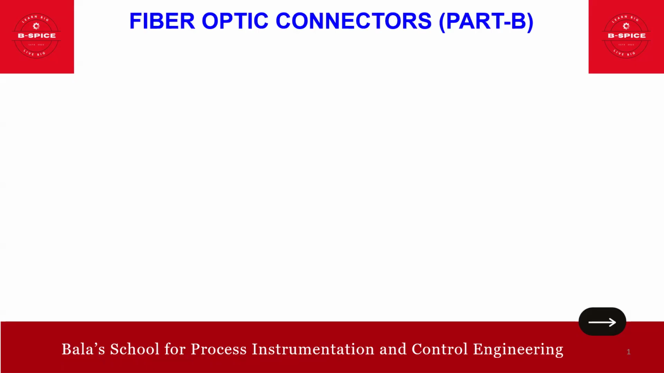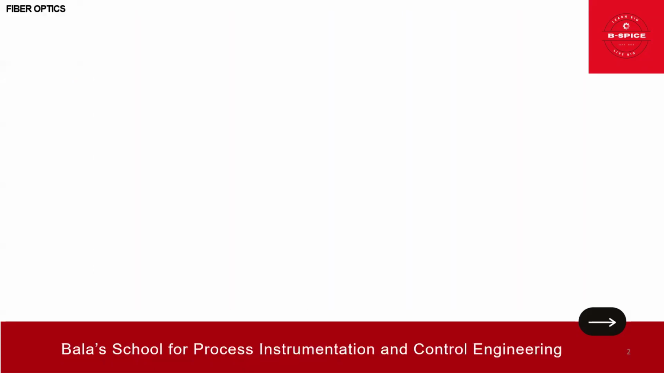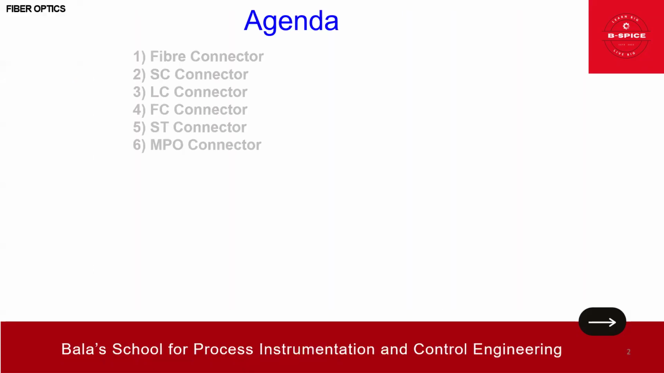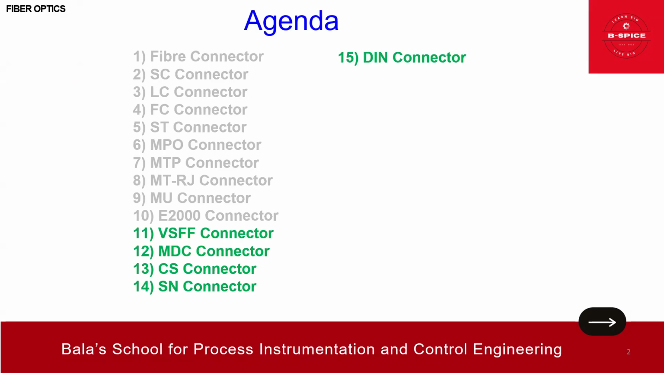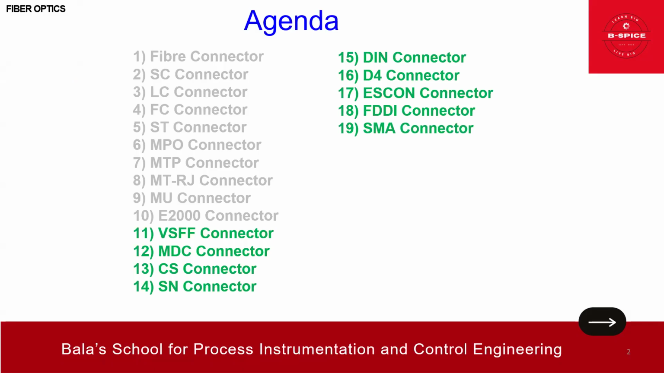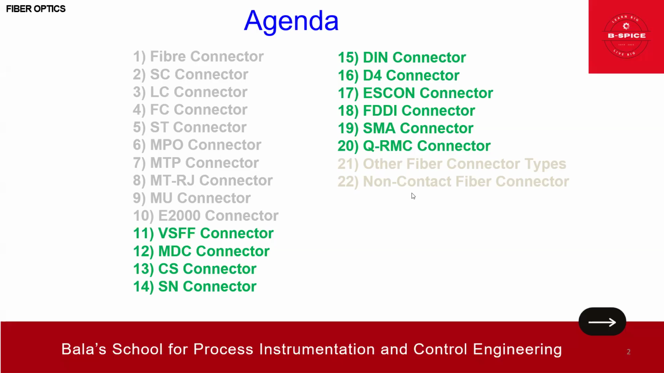In this session, we'll continue with fiber optic connectors part B. In part B, we'll focus on VSFF connector, MDC, CS connector, SN connector, DIN connector, D4 connector, SCON, FD, and SMA. And of course, QRMC. All these will be our focus. Other fiber connector types and the non-contact fiber and selection will be covered in a different video.